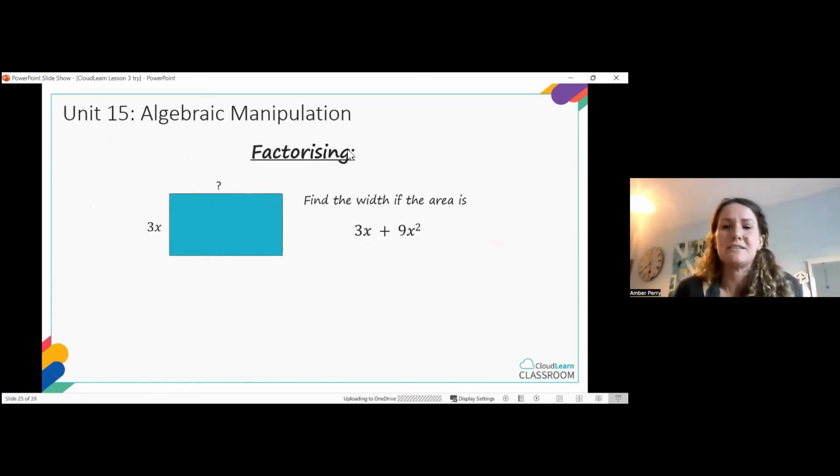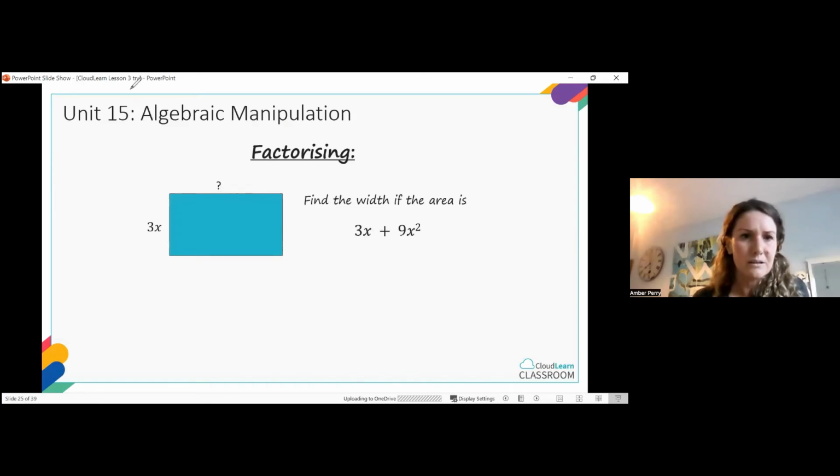So factorizing is simply doing the exact opposite of what we've just been practicing, okay? So a question we might get in an exam is, if we've got a rectangle like this, what would the width be? Well, actually that should say the length, shouldn't it? Because the width is 3x there, sorry. So that should be, what is the length if the area of this is 3x plus 9x squared. So we're going to take this width, 3x, and we're going to multiply it by something to get the answer 3x plus 9x squared.